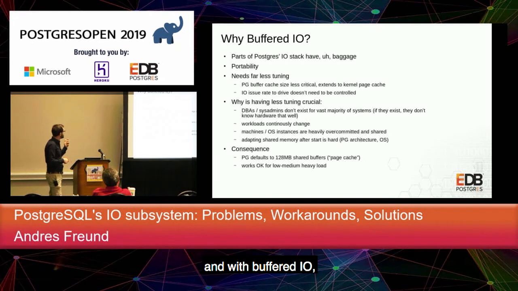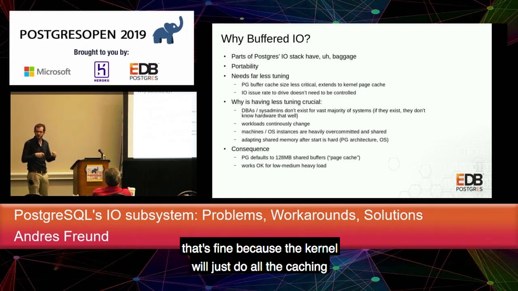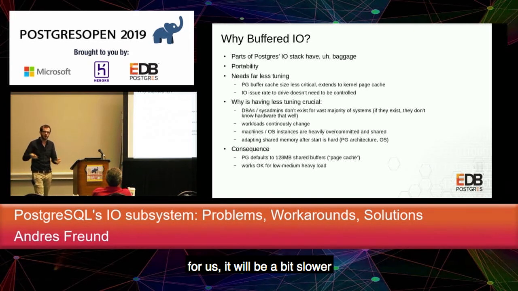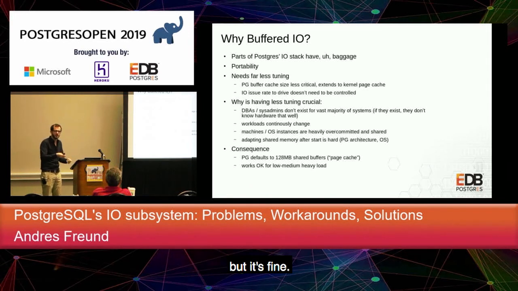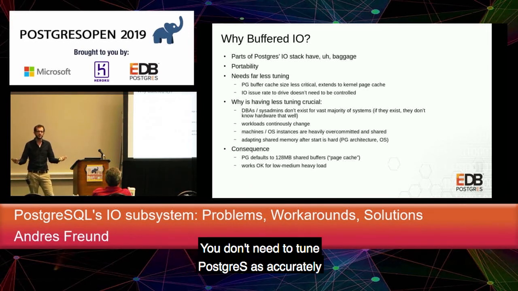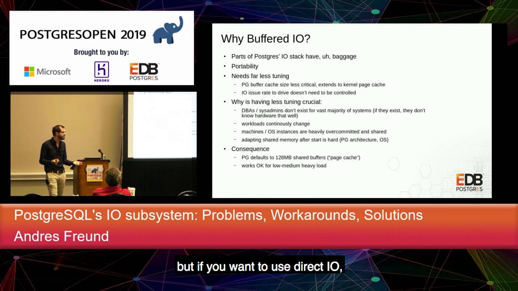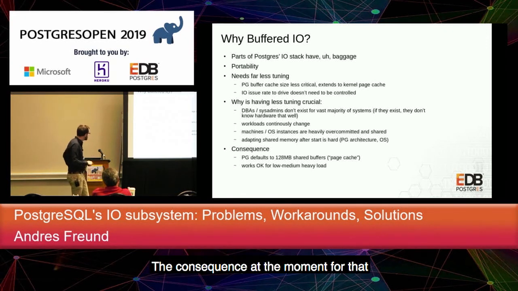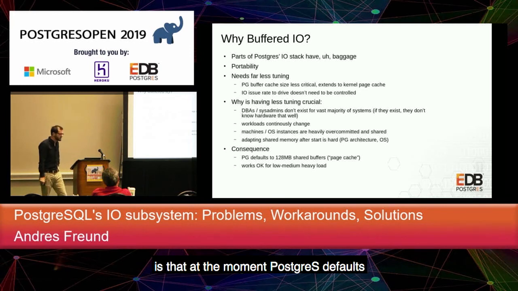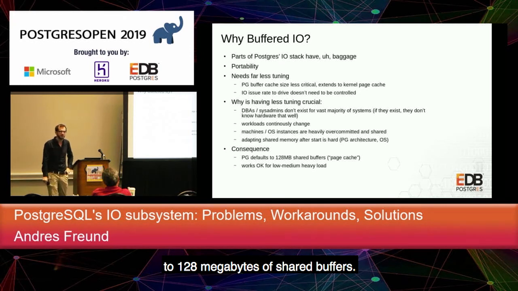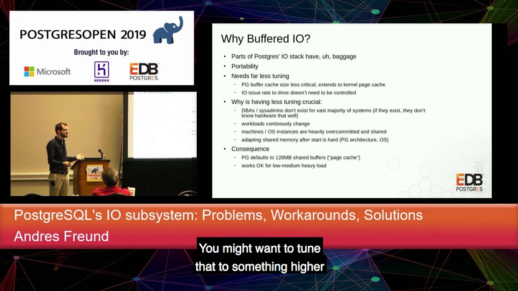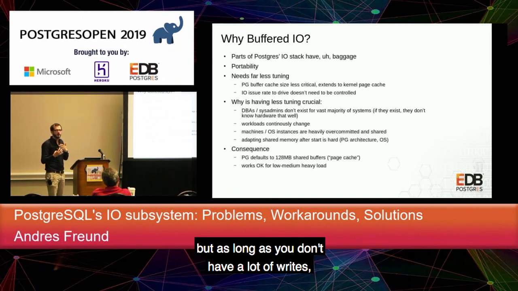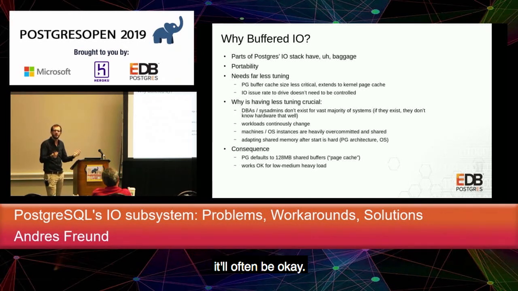And with buffered I/O, that's fine because the kernel will just do all the caching for us, or it will be a bit slower, but it's fine. You don't need to tune Postgres as accurately. But if you want to use direct I/O, you need to do a lot more tuning. The consequence at the moment is that Postgres defaults to 128 megabytes of shared buffers. You might want to tune that to something higher, but as long as you don't have a lot of writes, it will often be OK.